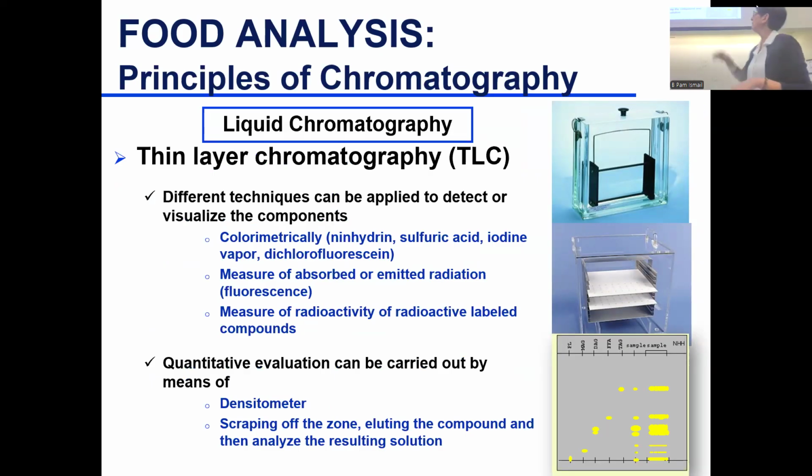So once separation happens, if it is amino acids, we can use ninhydrin. Sulfuric acid is common. You can spray, and it's a very concentrated acid, so it burns organic matter. So you get burnt spots where you have organic matter. You can also use a fluorescent. So you can make your compounds fluoresce and measure fluorescence. Or if your compounds are radiolabeled, you can measure radioactivity.